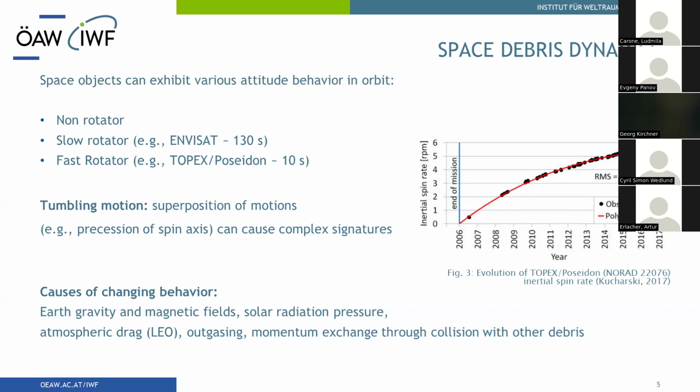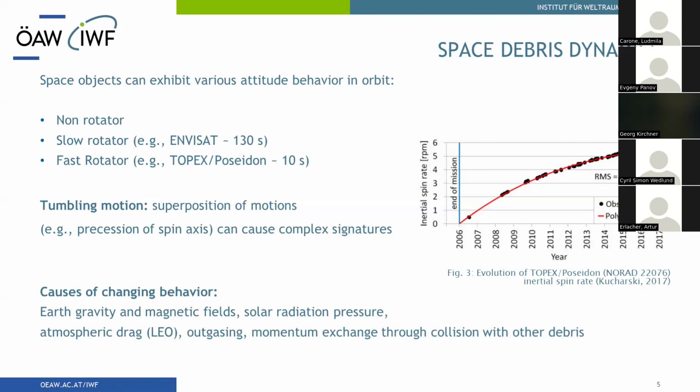Further, the objects could be tumbling. This means they do not have a clean rotation around one spin axis, but rather the spin axis itself can exhibit some complex behavior. And this is important because this can cause complex signatures that are not easy to analyze.